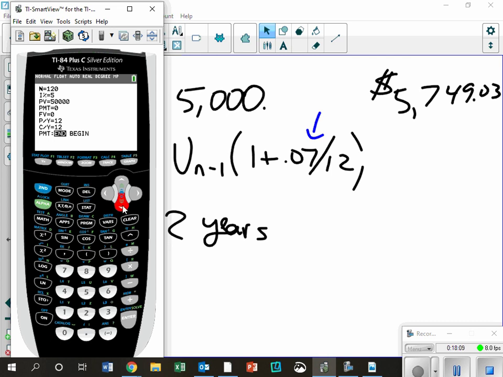Always use 12, 12, and end. Okay? The bottom 3 things are super simple. All right, now I go solve for payment, and I go alpha, solve, $530 payments.